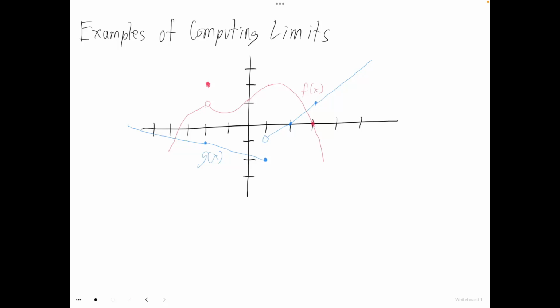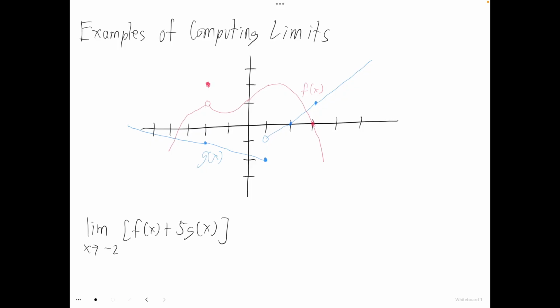In this video, we're going to talk about some more examples of computing limits using the limit laws that we discussed previously. So first, we're going to do an example where we have a graph. So here we have the graph of two functions, f of x and g of x. And we want to compute the following limits. So we want to compute the limit as x goes towards negative 2 of f of x plus 5 times g of x.